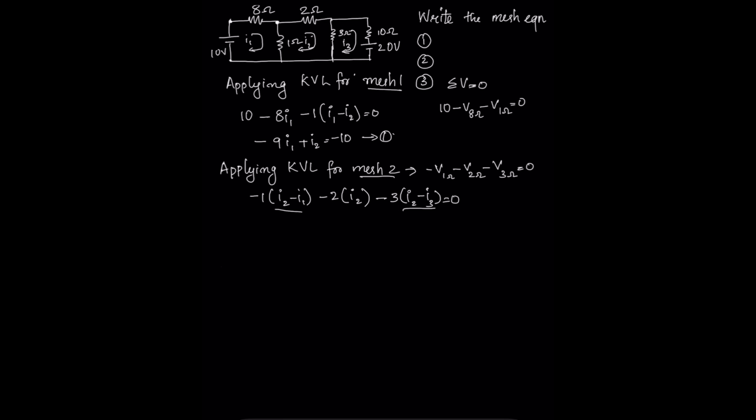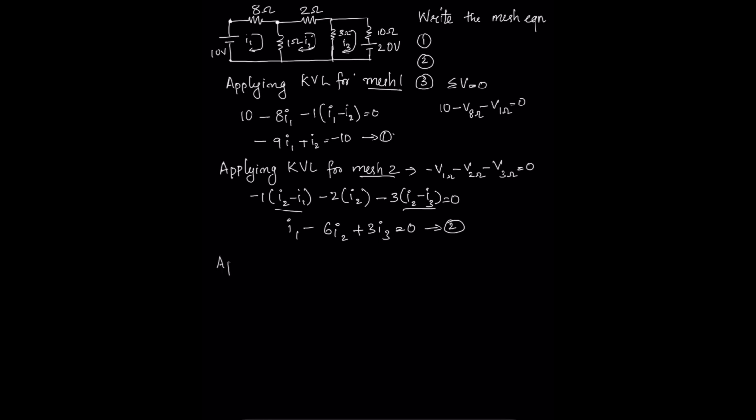Now rearranging this, we can write I1 minus 6I2 plus 3I3 is equal to 0. So this is our second equation.